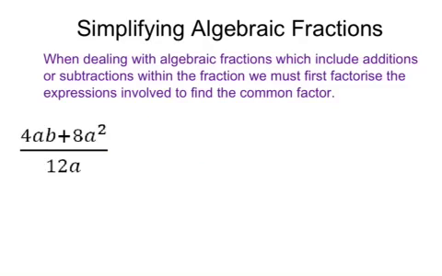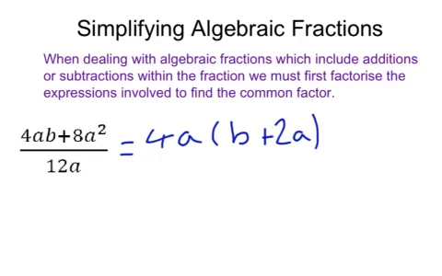In this example we now have two letters. We have 4ab plus 8a squared all over 12a. We're going to do the same thing. We're going to factorize first. So on the top we can factorize out a 4, and we can also factorize out an a. And then in the brackets that leaves us with a b in the first term, and then 2a in the second term. And on the denominator, 12a cannot be factorized as it is a single term.